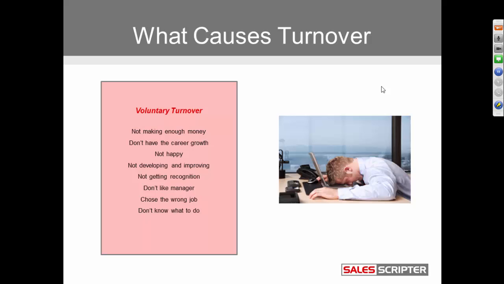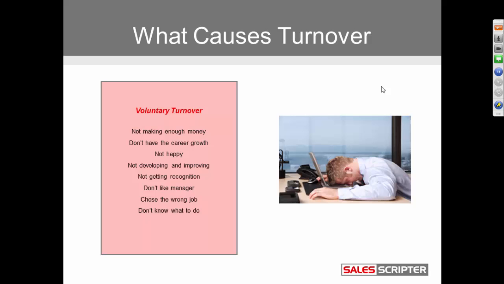And why do they leave? Either they're not making enough money, or they don't have the career growth that they want, right? So they want more responsibility, maybe more income. They want to move into management. Most people, especially the good people that you don't want to lose, have some sort of ambition to grow, and they don't see an opportunity for growth at your company.